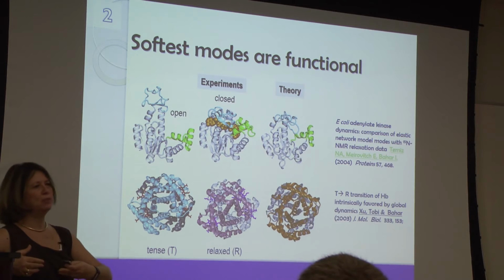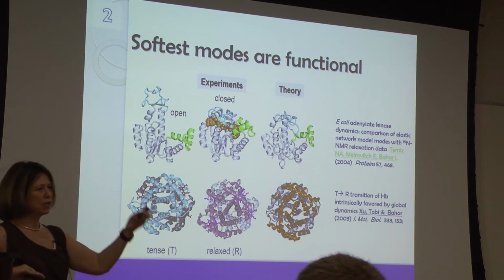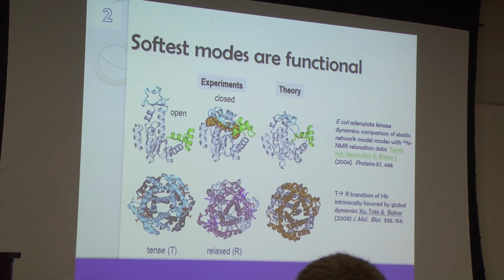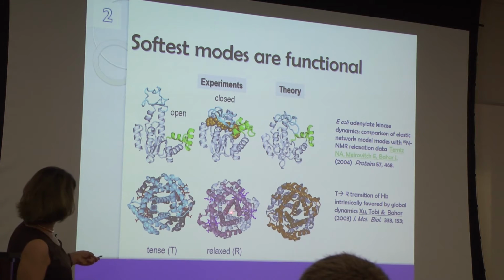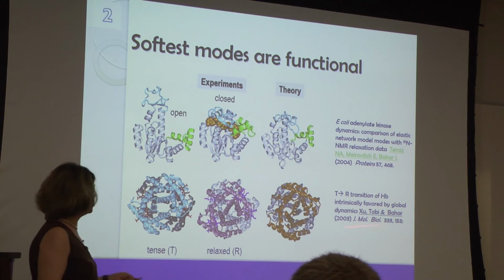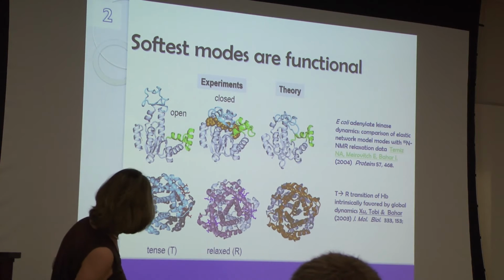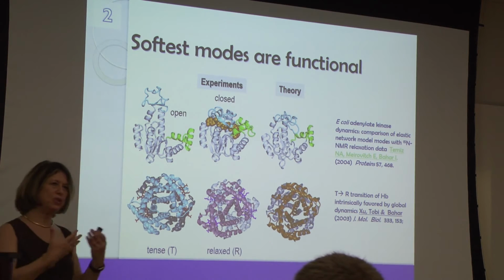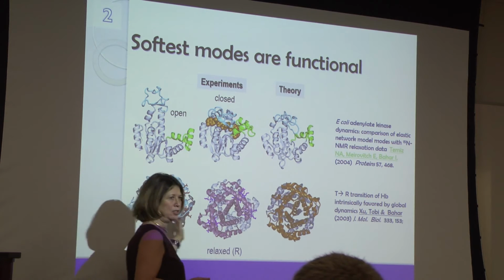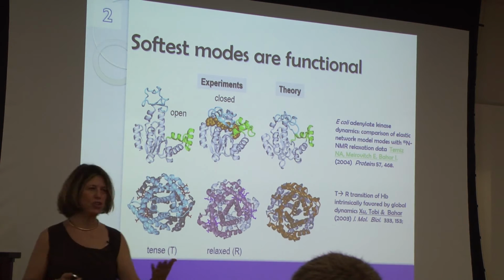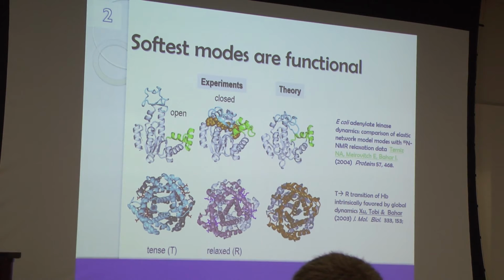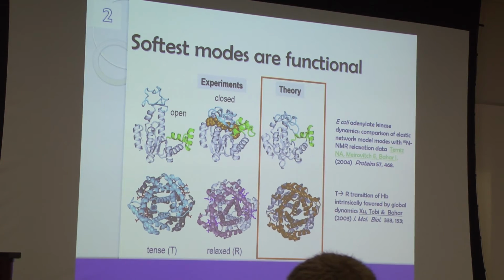And in each case, the bound form is just the reconfiguration along a soft mode. Now for hemoglobin, remember, I don't know if you can see that. This is the tense and relaxed forms. They are different. And then I start with the tense form, and I just generate, again, a slow mode. And this is what I generate. What I generate is very close to the relaxed form, if you can see. So that also, the transition that the hemoglobin undergoes during its function is nothing else than what its architecture already favors along those soft modes. All right.